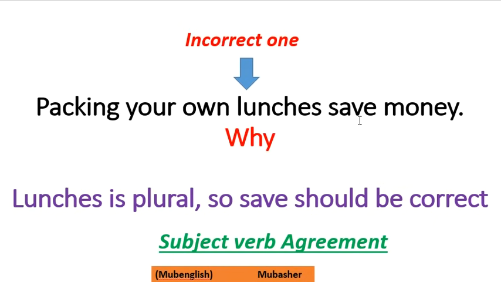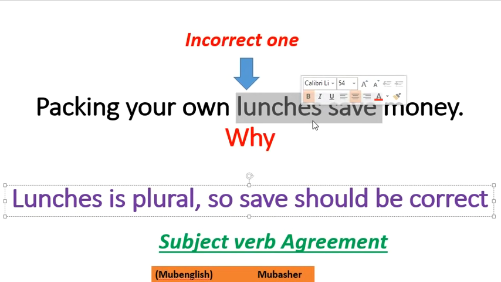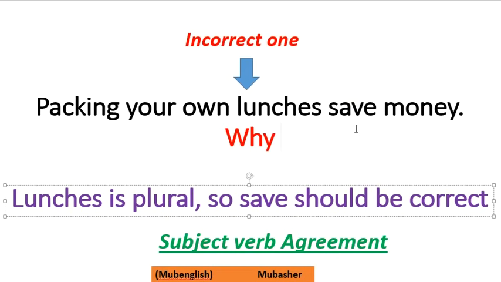Packing your own lunches save money. This one is incorrect. Why? Probably you were thinking that lunches is plural here, so we should use save, not saves. So this is the point of confusion. According to that thinking, lunches is plural, so we need to use the plural verb, and definitely save is a plural verb. But while this is a plural subject and this is a plural verb, save, why is this incorrect?